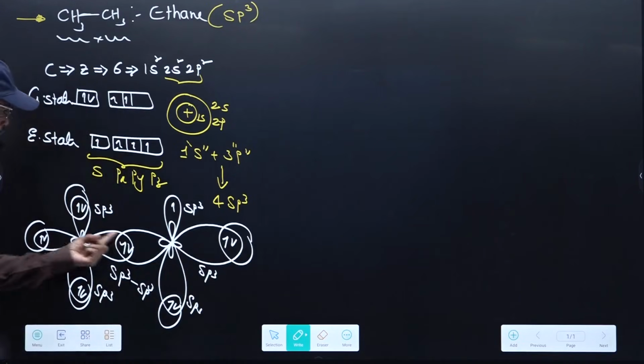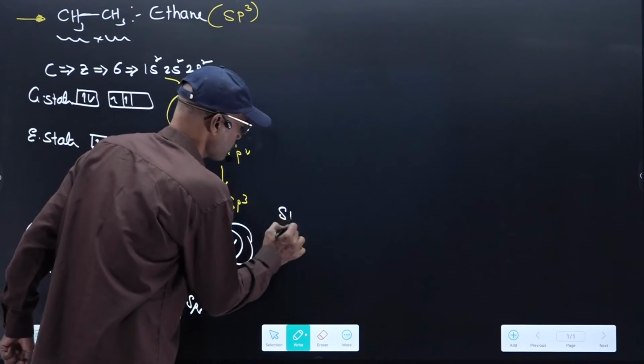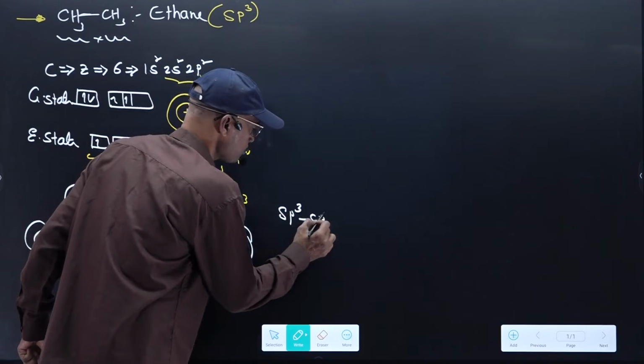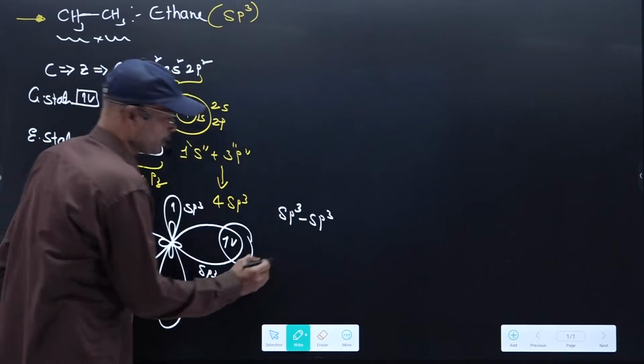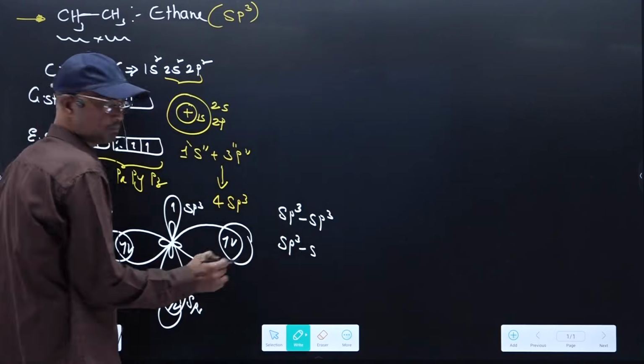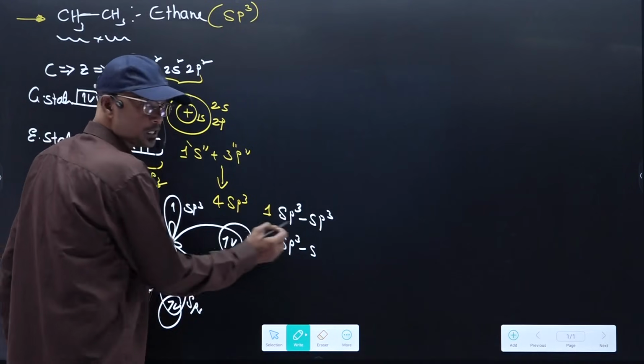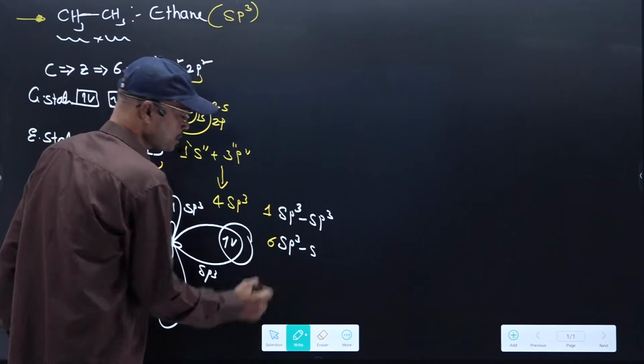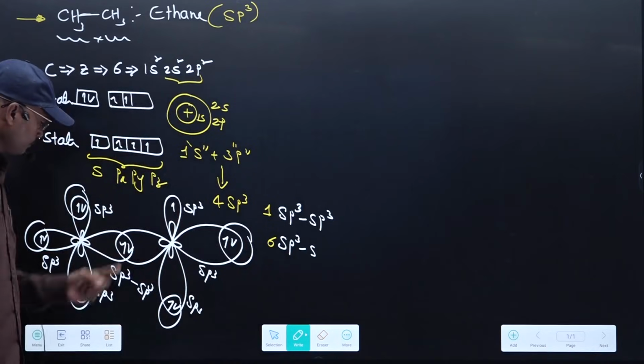Okay. So there is an overlap between these two. What kind of overlap is between the two carbons? sp3, sp3. And what about carbon-hydrogen? sp3s. In total, how many sp3, sp3? 1 sp3, sp3. How many sp3s? 6 sp3s. 1, 2, 3.